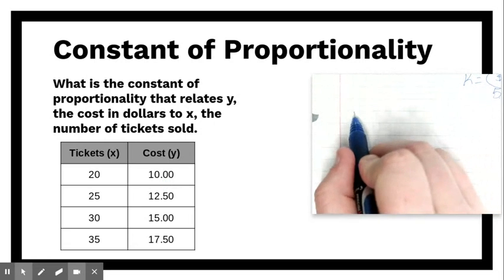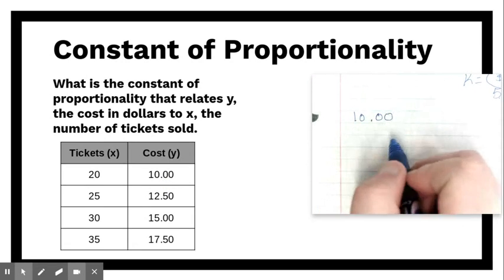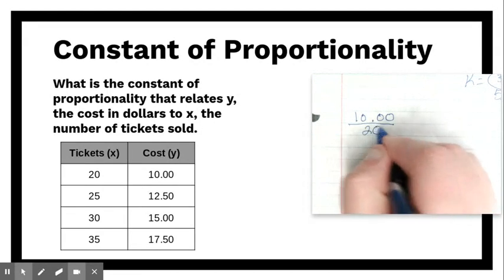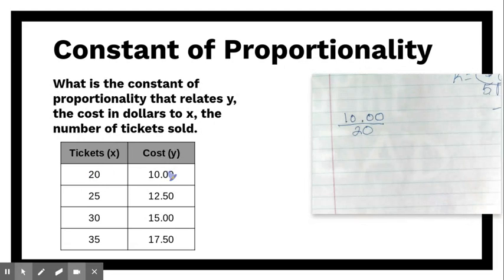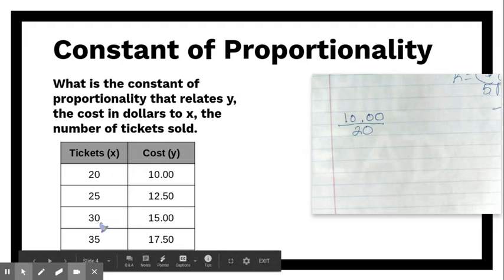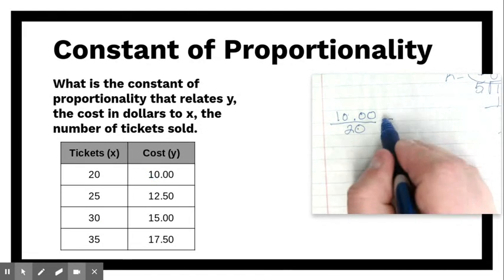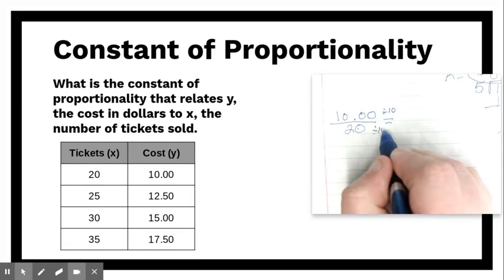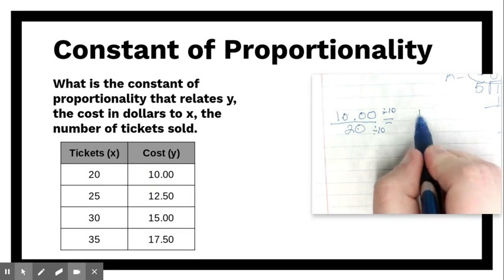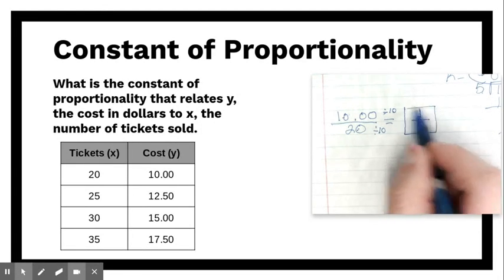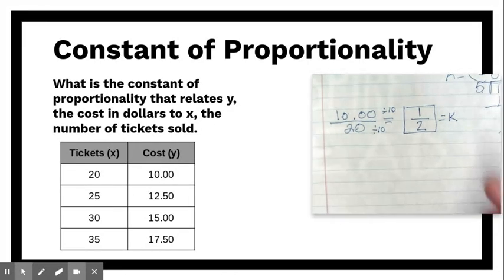So I'm going to do $10 as my y over my x, which is 20 tickets, okay? Make sure you do the pairs. So if you choose 10, you need to do 20. If you choose 12.50, you need to do 25. If you choose 15, you need to do 30. And if you choose 17.50, you need to do 35, okay? You need to keep the pairs together. 10 divided by 20. I'm going to divide both of these by 10. 10 divided by 10 is 1, and 20 divided by 10 is 2. So my constant of proportionality is 1/2.